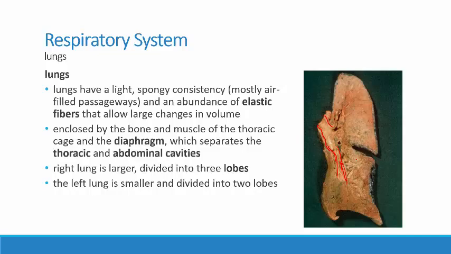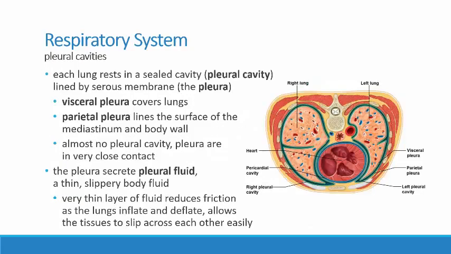The right lung is slightly larger, divided into 3 lobes. The left lung is a little bit smaller and is divided only into 2 lobes. Each lung rests in its own pleural cavity, the sealed cavity that is lined by the serous membrane, the visceral and the parietal pleura.